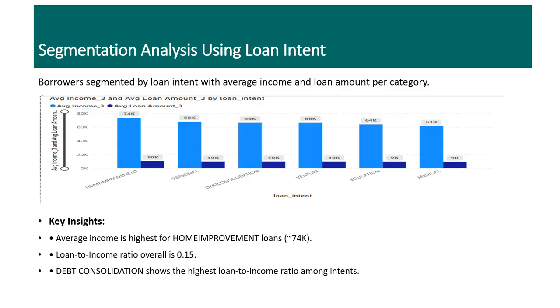In this graph, the x-axis is average income and the y-axis is average loan amount. The keyword is average income is highest for home improvement loans at 74K. Loan to income ratio overall is 0.15, and it shows the highest loan to income ratio amount in the 10 category.